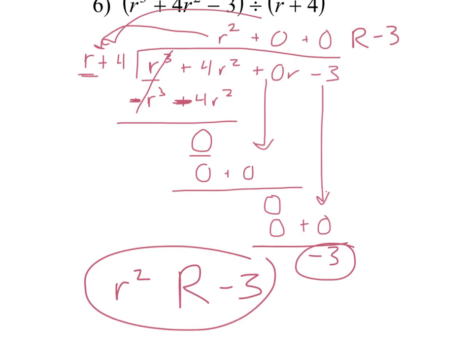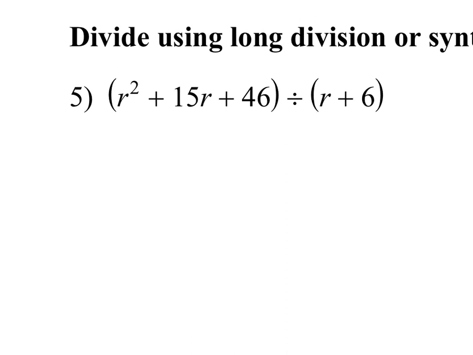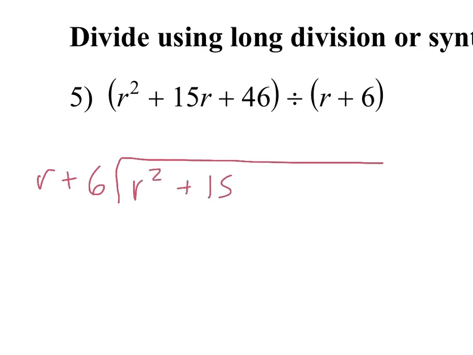Can we just do number 5? Yep. So number 5, long division. So we're going to write r plus 6 on the outside and r squared plus 15r plus 46 on the inside. So what times r gives us r squared?